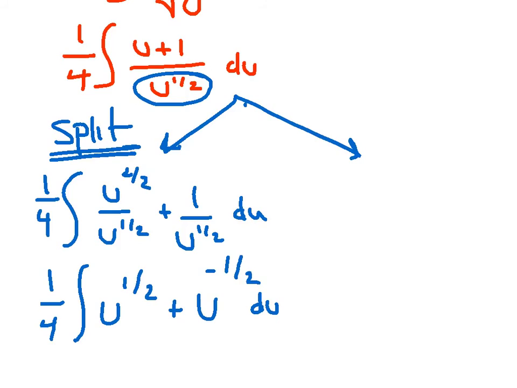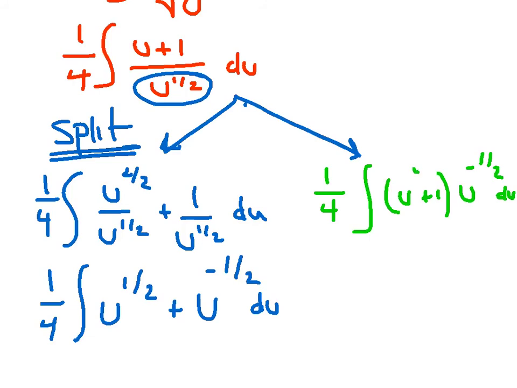My second option, and maybe this is what you were thinking of if you didn't think split, is I could certainly bring up the u to the 1/2. So I've got u plus 1, and that would be times u to the negative 1/2 when I bring it up. Now in this case, again, I can't integrate separately. I would have to take this u to the negative 1/2 and distribute it to both pieces. And when you distribute, don't forget to add the exponents.